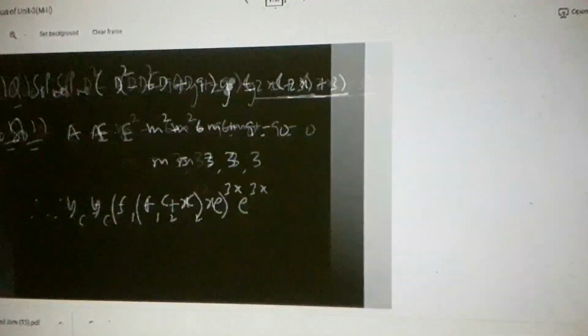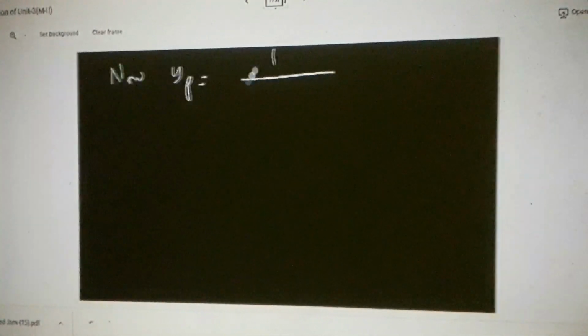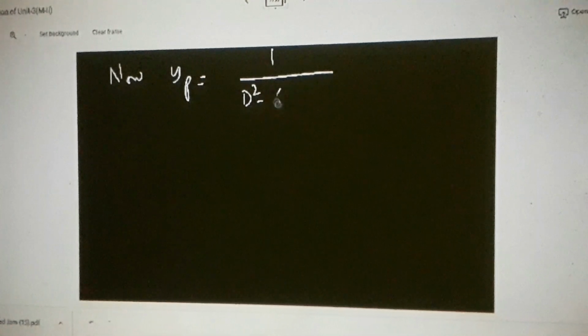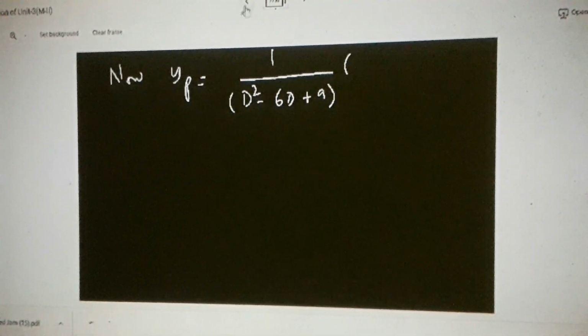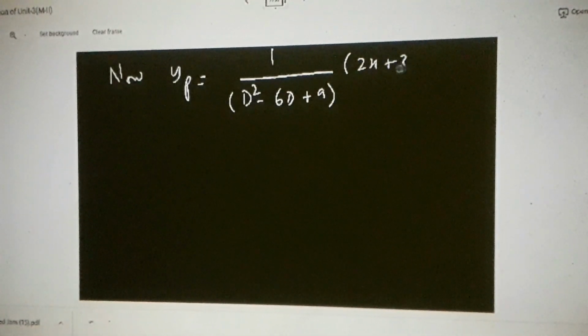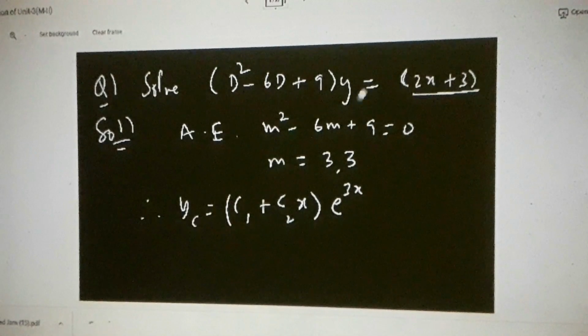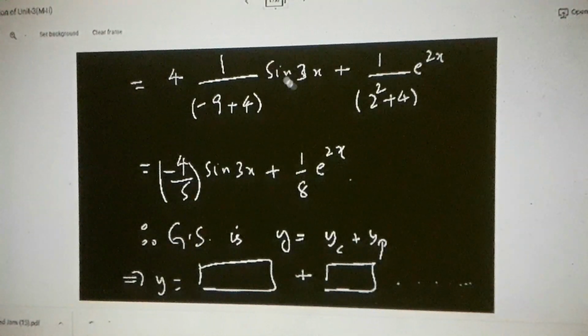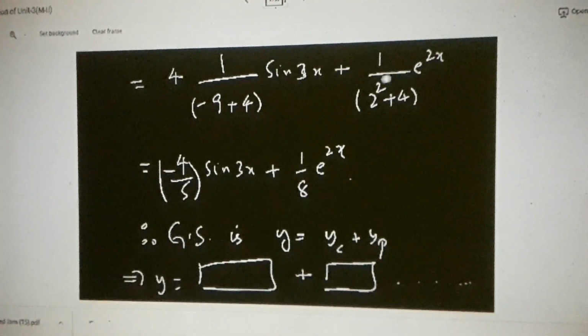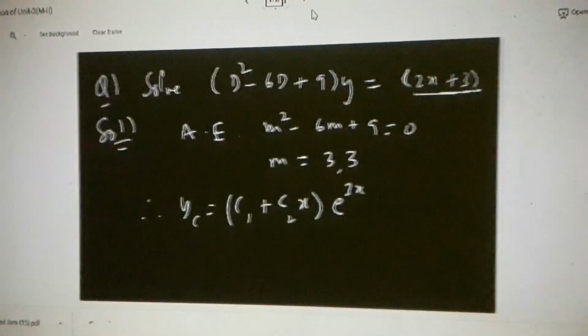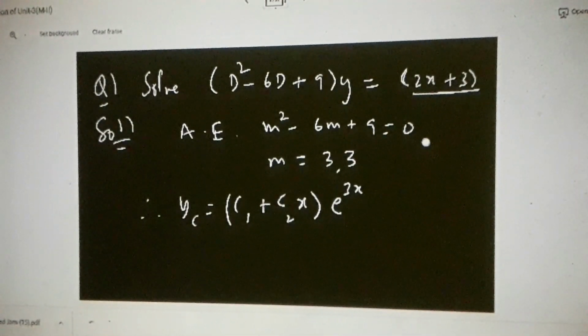Now yp is equal to 1 by, I need to write that function f of d here, d square minus 6d plus 9 of 2x plus 3. Keep in mind, for a trigonometric function the rule is different, for an exponential function the rule is different. Okay, and better I will do one thing here.